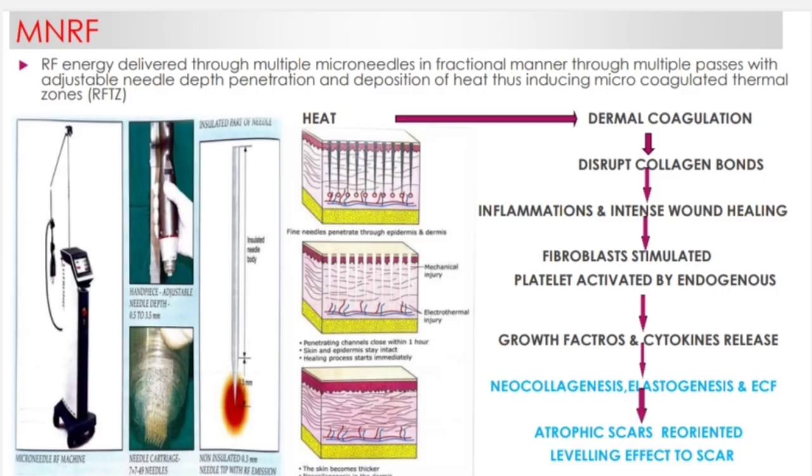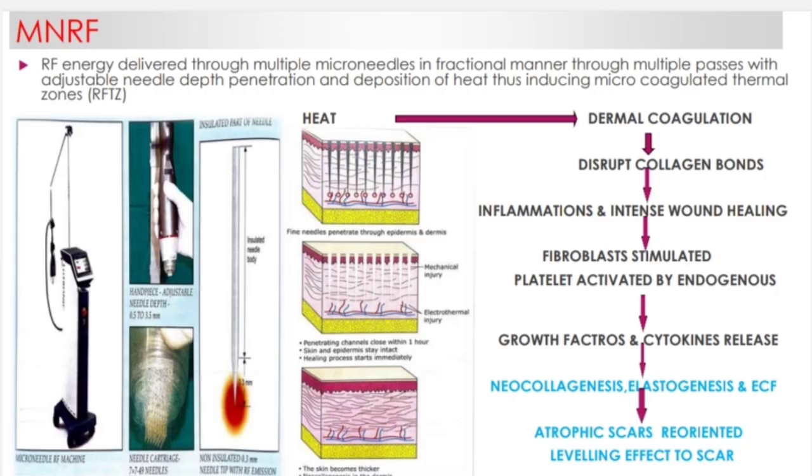This physical damage stimulates epidermal regeneration. The heat of the RF energy causes dermal coagulation. It disrupts the collagen bond, causing inflammation and intense wound healing, which results in the stimulation of fibroblasts, and the platelets get activated by the endogenous collagen, consequently causing growth factor and cytokine release. Finally, it results in new collagenesis, elastogenesis, and extracellular matrix formation, and ultimately the atrophic scar is reoriented and the leveling effect of the scar happens because of the depression of the surrounding skin.